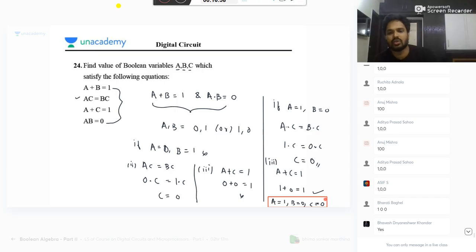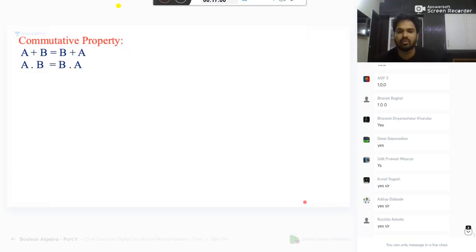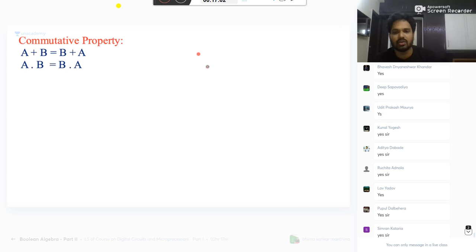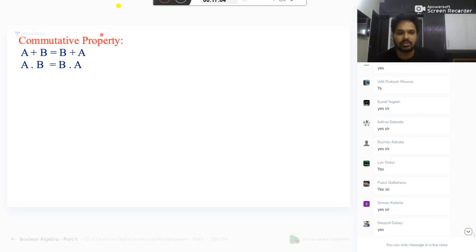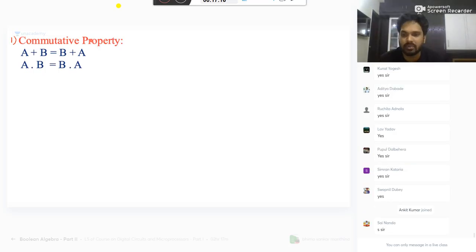Right. So in Boolean algebra, we have different properties. We are discussing Boolean algebra properties. The first one here we are going to discuss is the commutative property. You might know this property in your maths already. What is the commutative property? A plus B equal to B plus A. A into B equal to B into A. 2 into 3 equal to 3 into 2, whatever it may be. Here our plus is nothing but the OR operation.